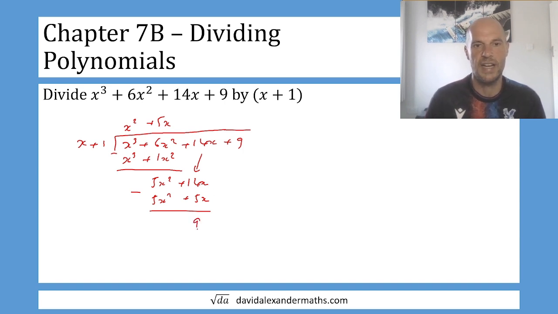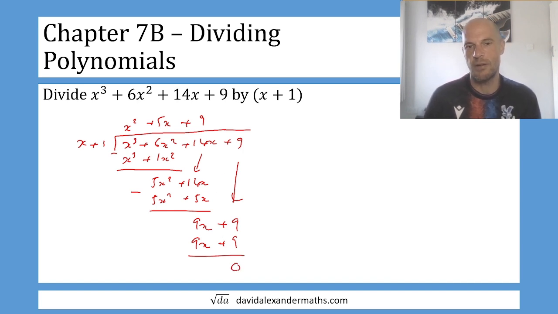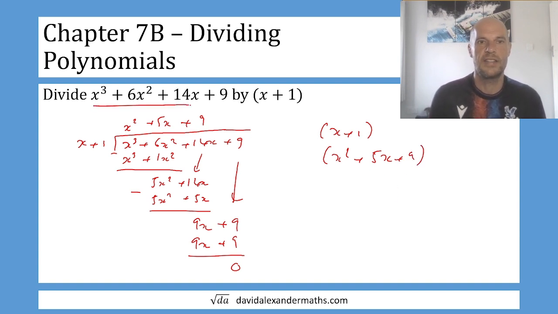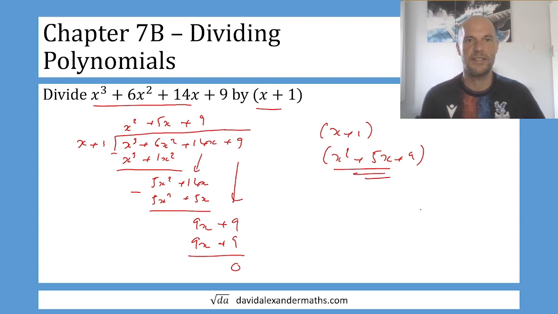14x minus 5x is 9x, and now I'm going to bring down that plus 9 and back to the beginning again. 9x divided by x is plus 9. 9 times x is 9x. 9 times 1 is 9, and if I do a subtraction I get 0. And because I have no remainder, that means it has divided exactly. So the factors of x cubed plus 6x squared plus 14x plus 9 are both x plus 1 and also x squared plus 5x plus 9. Anyway, if you divide this by that, that is what you get.